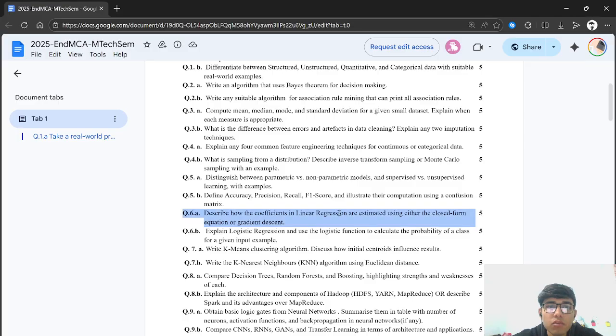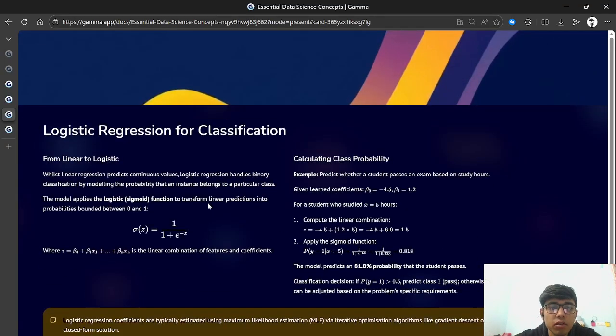So let's move on to the second part of the question. Explain logistic regression and use the logistic regression to calculate the probability of a class for a given input example. Let's move on to that.